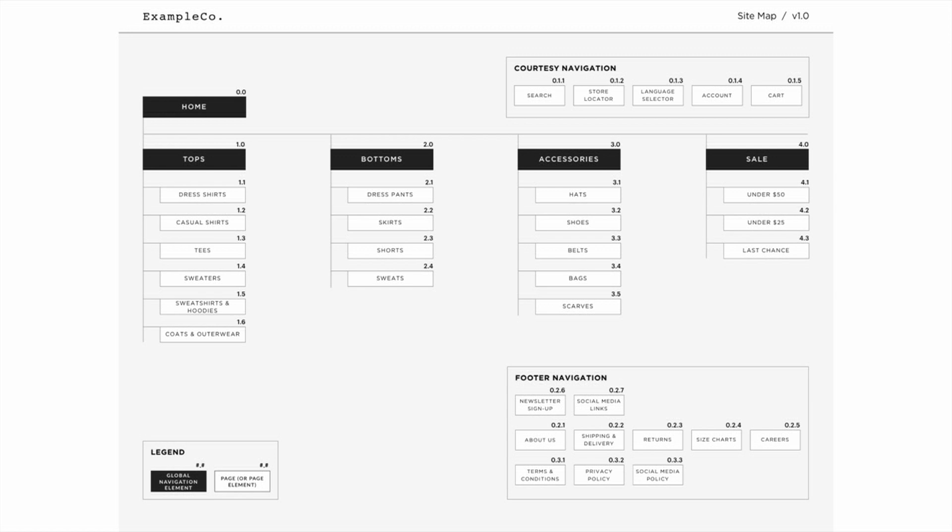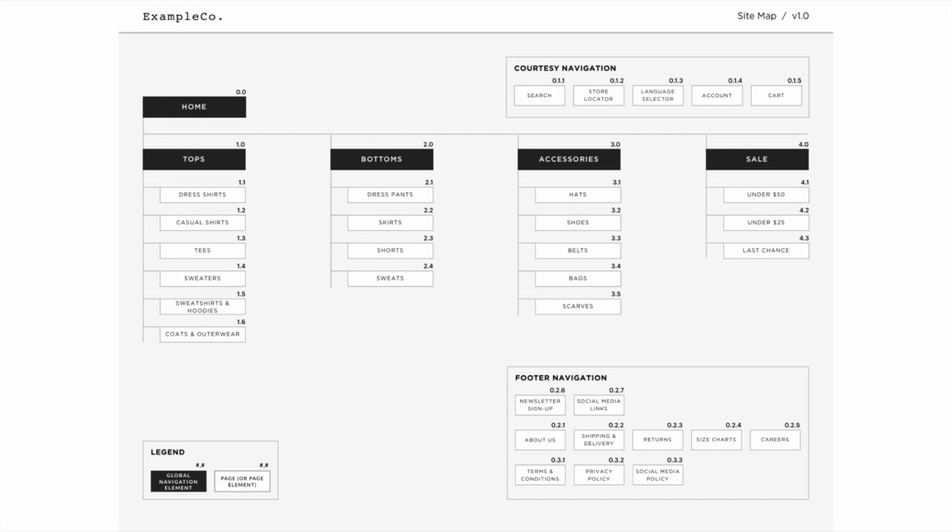Secondarily, the user might be interested in a store. And sandwiched between all of those is the language selector, which may only have a few uses by a small segment of users. Turning our attention now to the footer navigation element at the bottom.